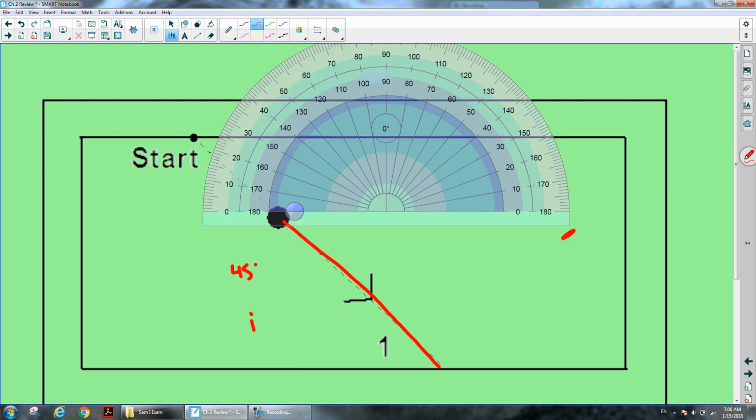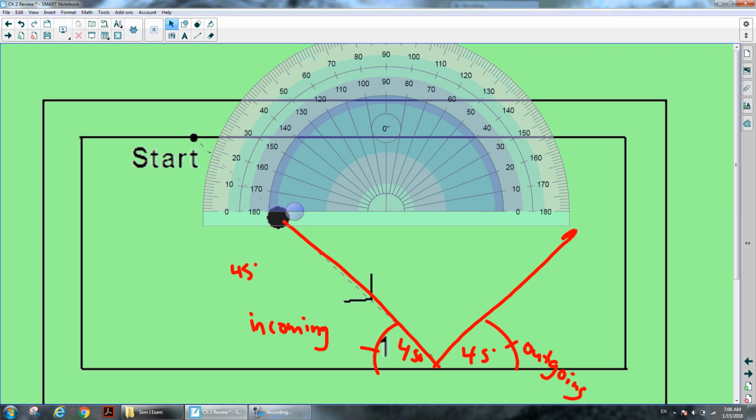So angle 1 was my incoming. That angle is 45 degrees. When I use my straight edge and connect this back, this angle here is also 45 degrees. Those angles are congruent. There's my outgoing. I could bounce this off another wall. So I continue that until it hits the wall. Now this angle here is my new incoming angle.